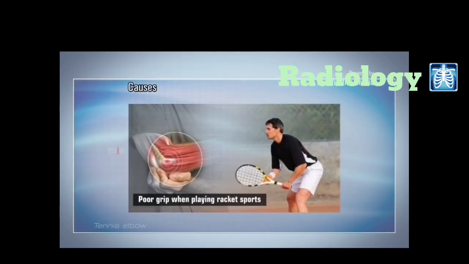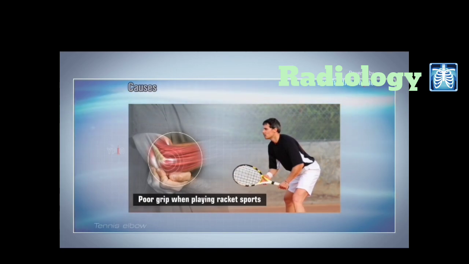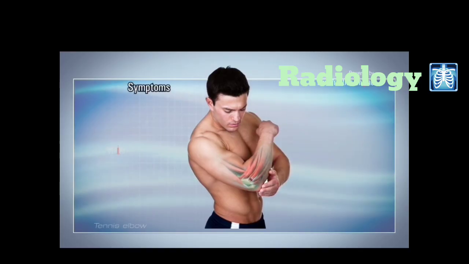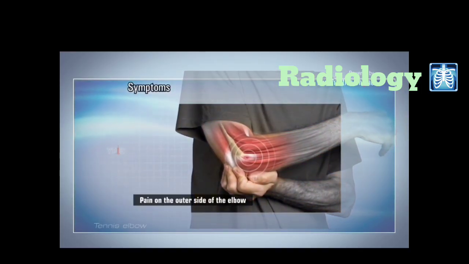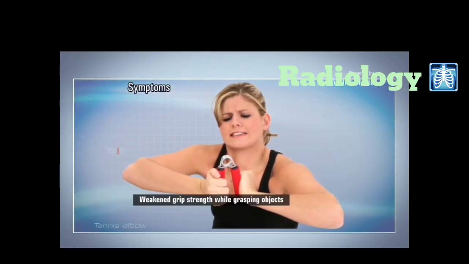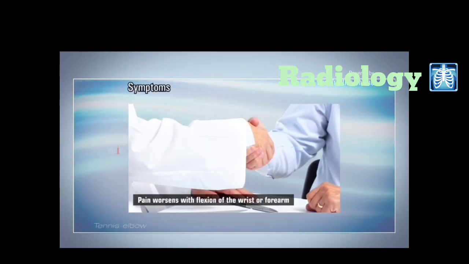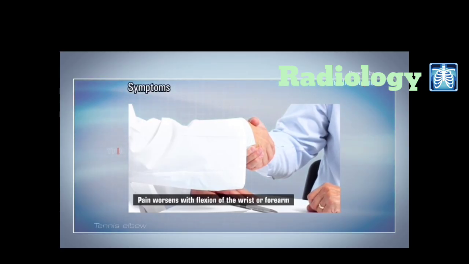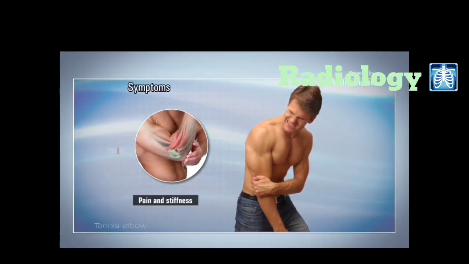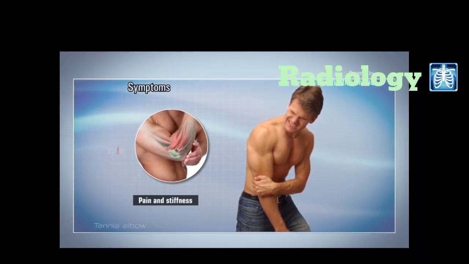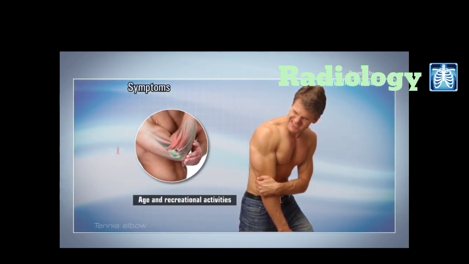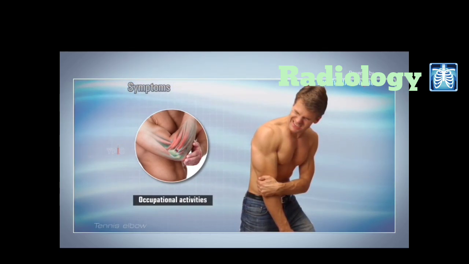Symptoms of tennis elbow. The usual symptoms of tennis elbow are pain on the outer side of the elbow and weakened grip strength while grasping objects. Pain worsens with flexion of the wrist or forearm, such as when shaking hands. These symptoms gradually develop from mild to severe pain and stiffness over a few weeks. Tennis elbow is influenced by factors such as age and recreational or occupational activities.